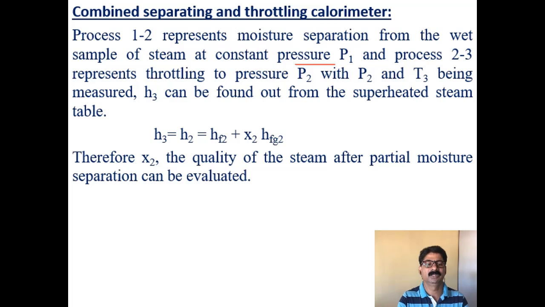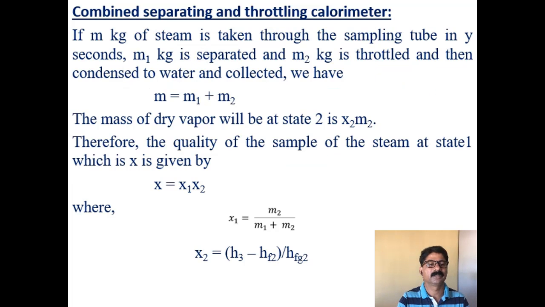Your process 1-2 represents the separation from the wet sample steam at constant pressure P1, and 2 to 3 is throttling to pressure P2, with T3 being the temperature measured. H3 is the enthalpy of the superheated steam. As I told you earlier, in the throttling calorimeter H3 can be read directly from the table, and H2 is nothing but HF2 plus X2 HFG2. This will give the value of X2. And X1 can be found out from the separating part.